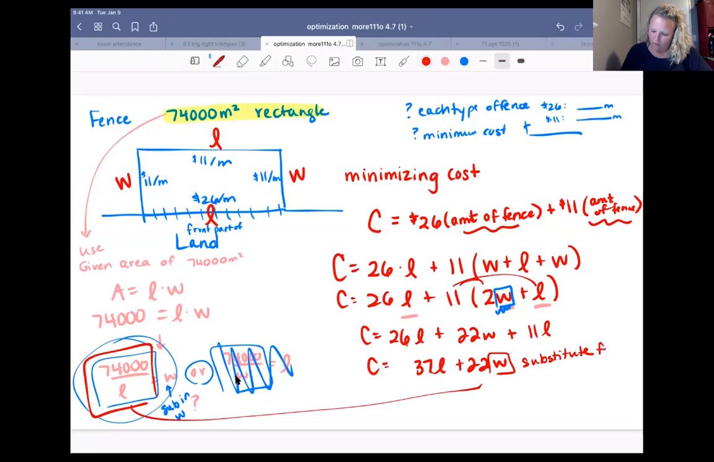We're going to substitute that quantity for the W, because we can't take the derivative of 37L plus 22W, because we don't know what we're taking it with respect to. There are two variables. So if we replace one in terms of the other, then we have this cost function that's 37L plus 22 times 74,000 over L.